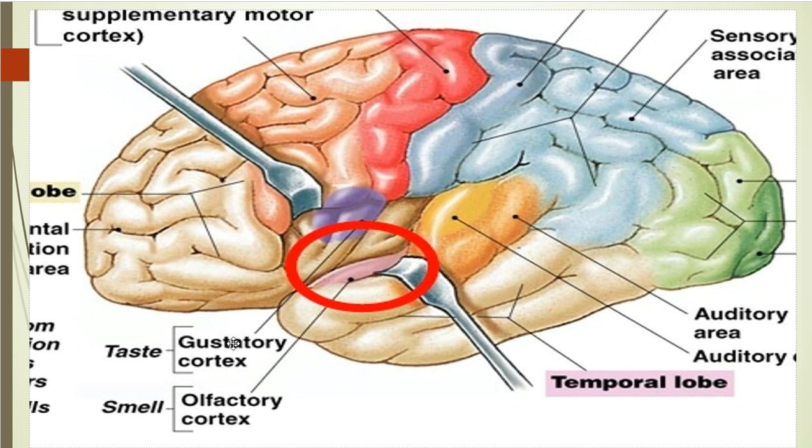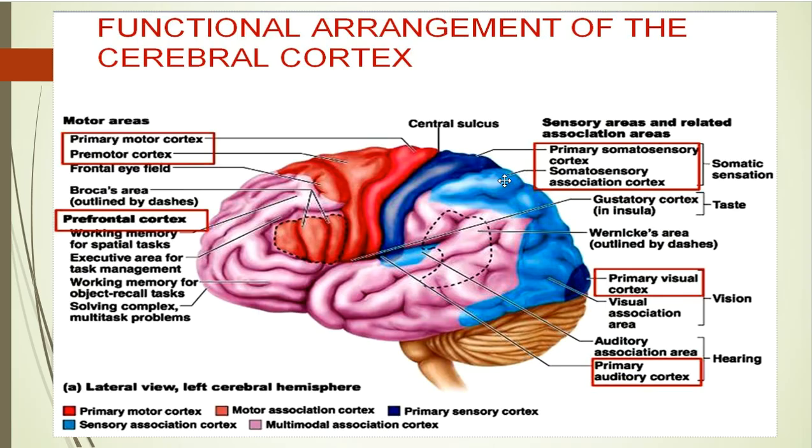Then we study the association sensory areas. The association sensory areas reside between the primary sensory areas and are related to the occipital, parietal and temporal lobes. Just look at this picture. Here we can see the somatosensory association area, here the visual association area, and this blue one is the auditory association area for hearing.